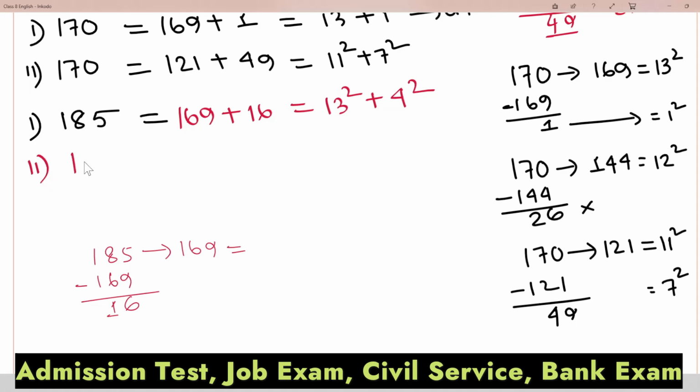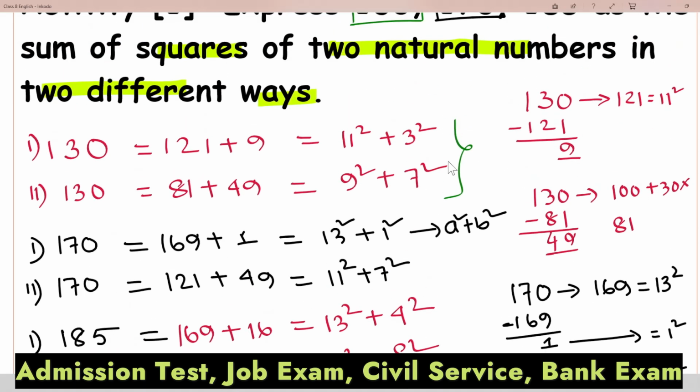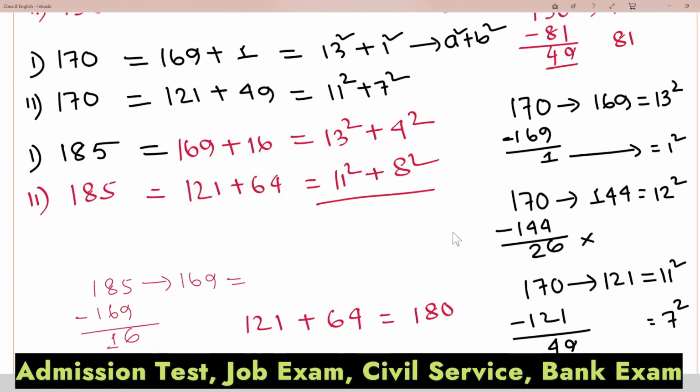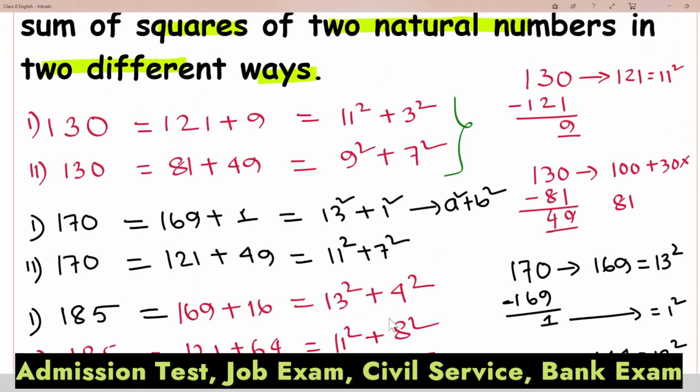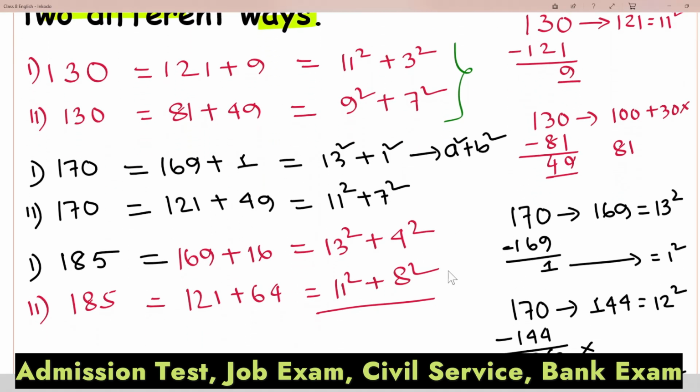Again 185. This one is like 121 plus 64, also 185. So we can write 121 plus 64. What does that mean? 121 means 11 square, and 64 means 8 square. So look, this is expressed as a square plus b square. So step by step we have found two natural numbers in two different ways for the sum of squares of 130, 170, 185. Done.